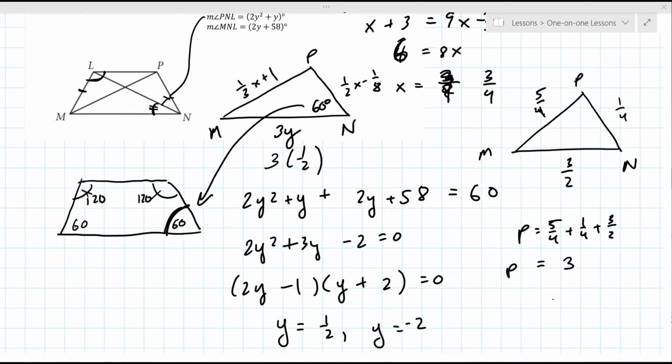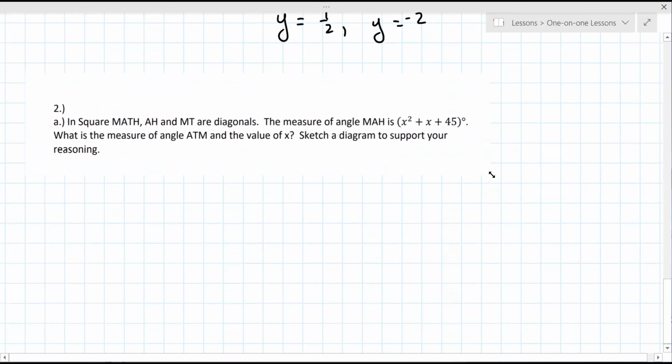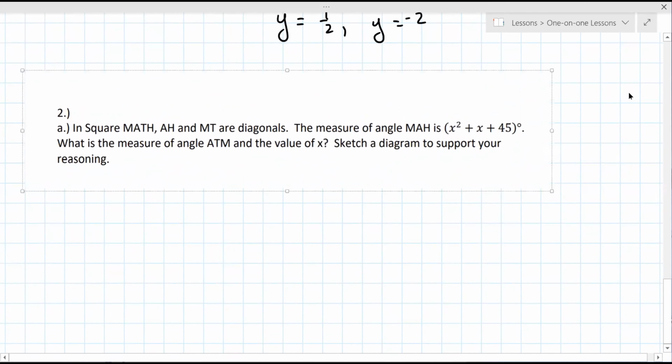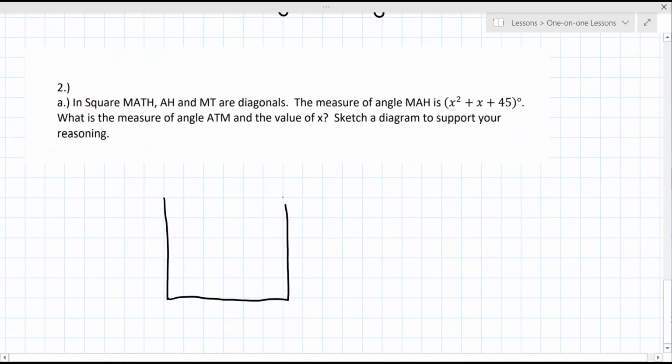In square MATH, just a reminder, I am sending this to you as a PDF and the video. So it says in square MATH, AH and MT are diagonals. I don't actually like starting with that kind of information, but that's what we will do.